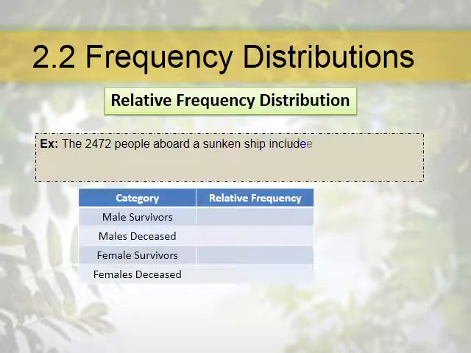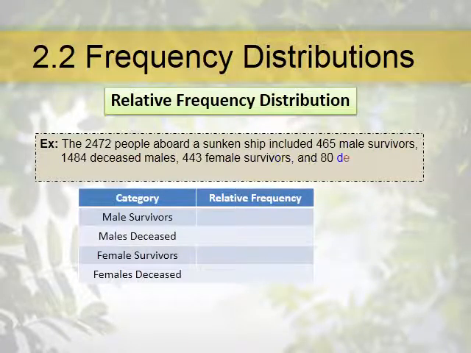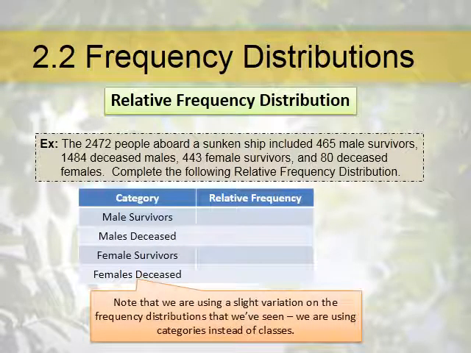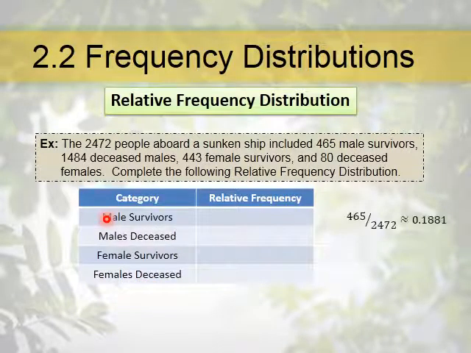Consider this example. The 2,472 people aboard a sunken ship included 465 male survivors, 1,484 deceased males, 443 female survivors, and 80 deceased females. Complete the following relative frequency distribution. Note, we're doing something slightly different than what we did in the previous examples. We're using categories instead of classes. So we're not using intervals for our classes, we're using actual categories. But we can still create a relative frequency distribution.